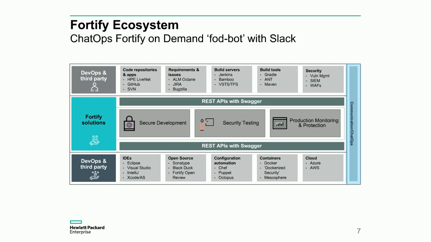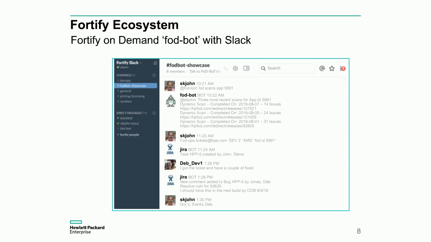Another example is what we're also offering in the area of ChatOps with the Fortify on Demand FOD bot featuring Slack. The next slide provides an actual screenshot of the capabilities within the bot itself. ChatOps is garnering a lot of interest with engineers and DevOps teams to really facilitate communication and automation. We also see this as a way to facilitate DevOps. It's pretty cutting edge, so not everyone is leveraging it, but what we're doing is really driving that cutting edge appeal.